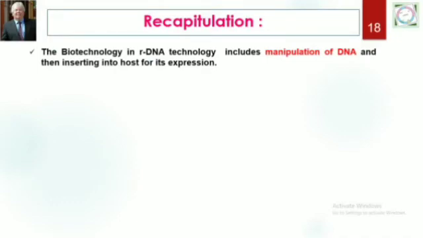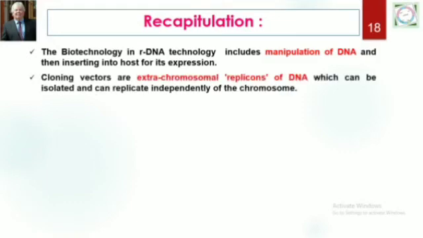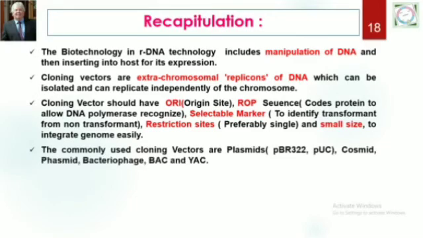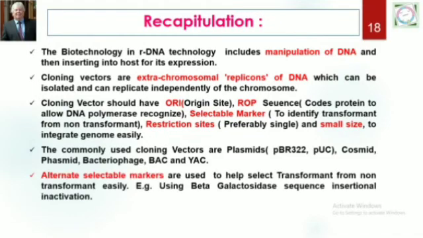So we have read in this chapter that biotechnology in recombinant DNA includes manipulation of DNA and then inserting it into a host for its expression. Cloning vectors are extrachromosomal replicons of DNA which can be isolated and can replicate independently of the chromosome. A cloning vector should have ORI, ROP, selectable marker, restriction sites, and small size. The commonly used cloning vectors are plasmids, cosmids, phasmids, bacteriophage, BAC, and YAC. There are selectable markers and alternate selectable markers that are mainly used to select transformants from non-transformants.